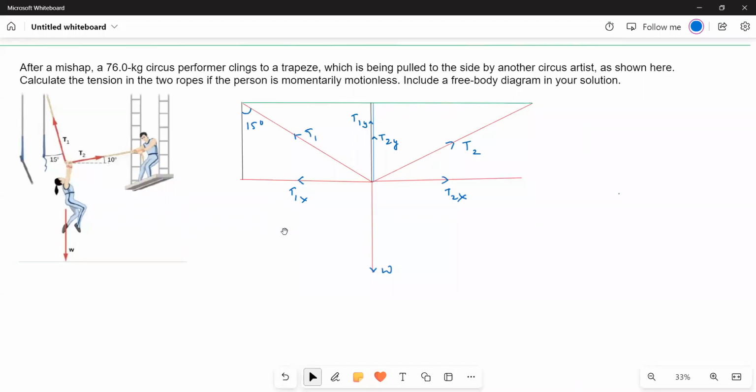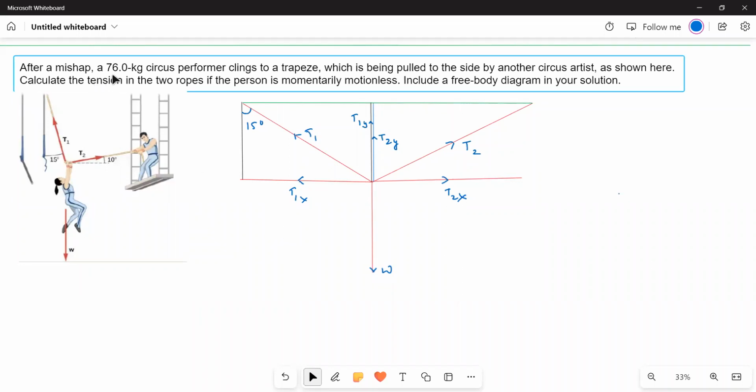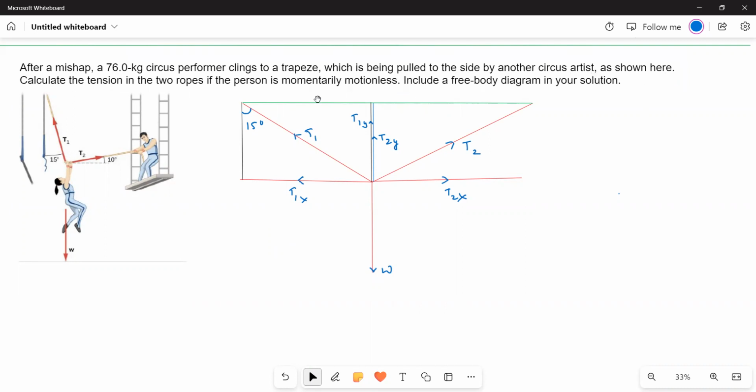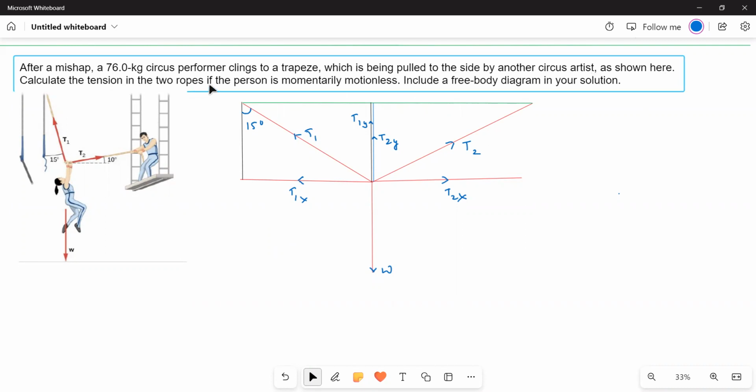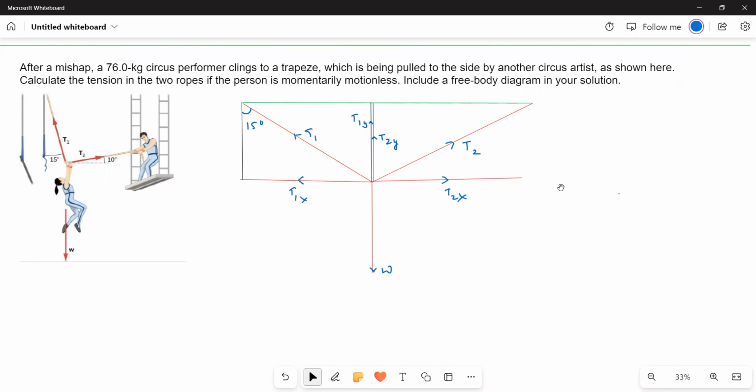This problem is also based on Newton's laws. After a mishap, a 76 kg circus performer clings to a trapeze, which is being pulled to the side by another circus artist, as shown here. Calculate the tension in the two ropes if the person is momentarily motionless. Include a free body diagram in your solution.